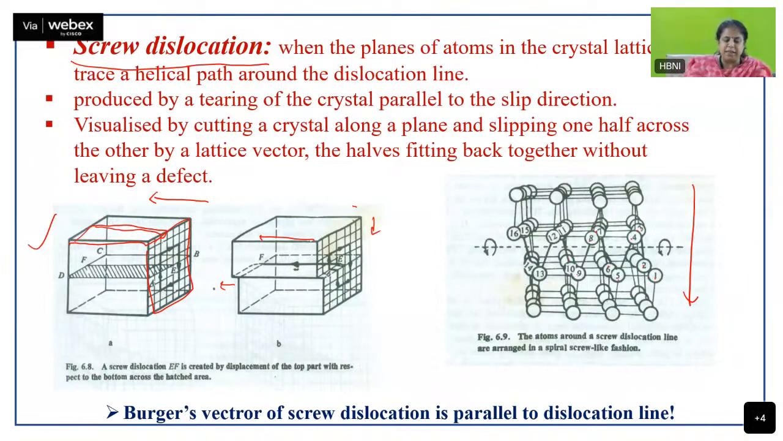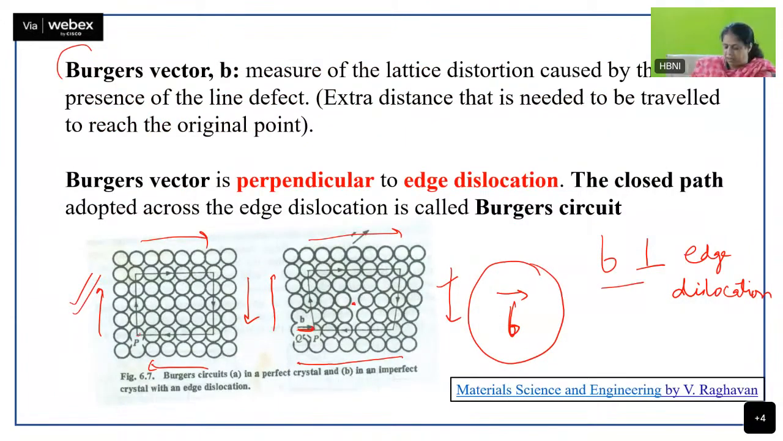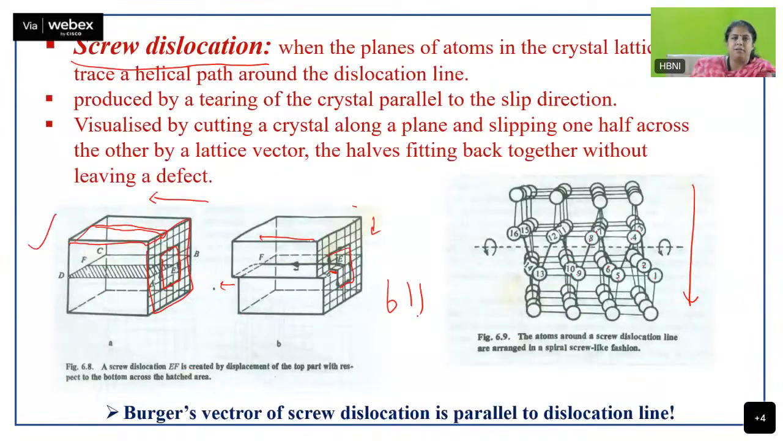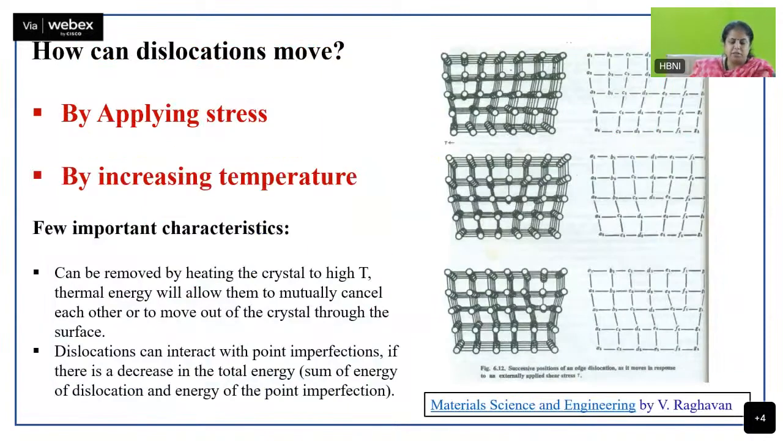And as you can see, here also, if I want to define the Burgers vector, I can make a perfect loop. But to make that loop, I have to move this particular extra distance. So this is my Burgers vector. And unlike edge dislocation, here the Burgers vector is in the direction of the screw dislocation. In edge dislocation, it is perpendicular. Here it is parallel. So this is how we quantify screw dislocation by using the Burgers vector.